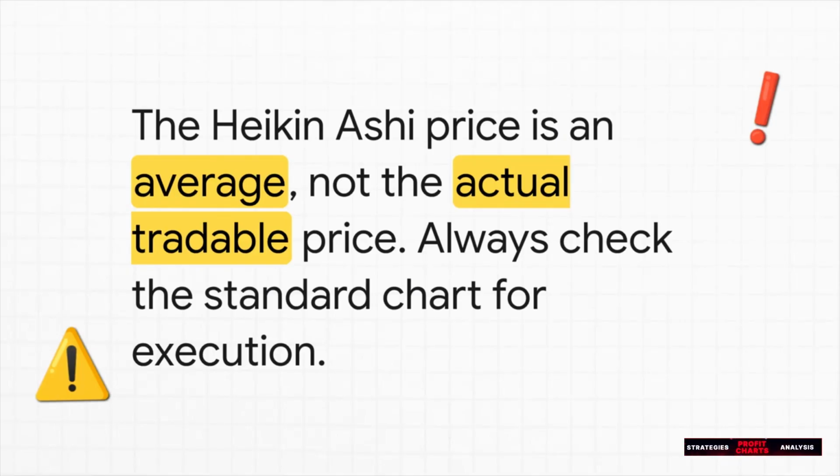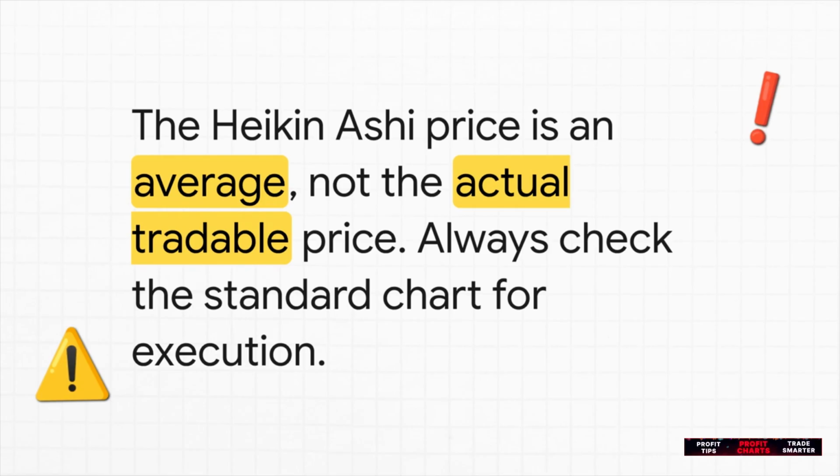Okay, everybody, listen up. If you forget everything else I've said, please remember this one thing. The price you see on a Heikin Ashi chart is not the real price. I'll say it again. It's not real. It's an average. The actual price you can buy or sell at might be way different. This is so important. You cannot, I repeat, cannot place your orders based on the Heikin Ashi chart. You always have to look at a regular chart for your actual entries and stop losses.